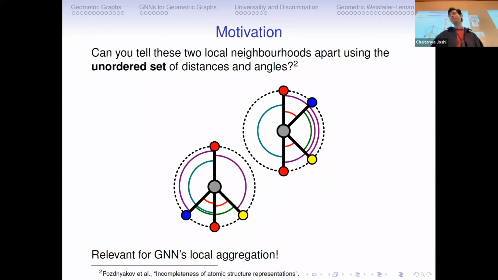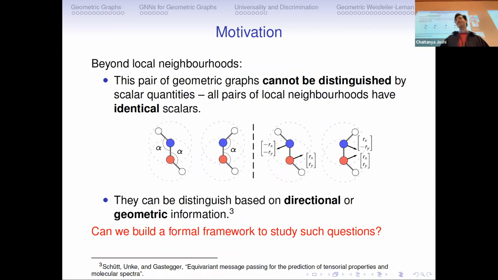And this problem actually has big implications which are relevant to graph neural networks. So if you look at these two structures, then your GNN usually updates the features of this central node using its neighbors. But if the features of all your neighbors are computed using distances and angles, then you may not be able to tell these neighborhoods apart. And this can manifest itself in your model not being able to predict properties about these substructures. And it extends beyond as well.